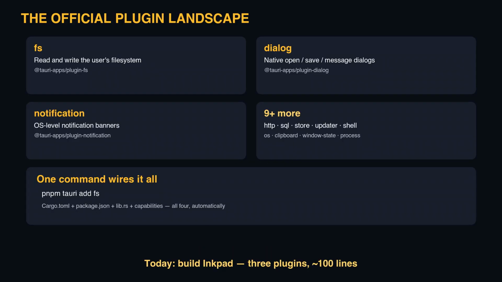Tauri 2 has a real plugin layer. FS for the file system, dialog for native pickers, notification for OS banners, HTTP, SQL, store, updater, 12 plus official plugins. Most of them need zero Rust code. You add the plugin with one CLI command, register it on the builder once, and call functions from the front end.